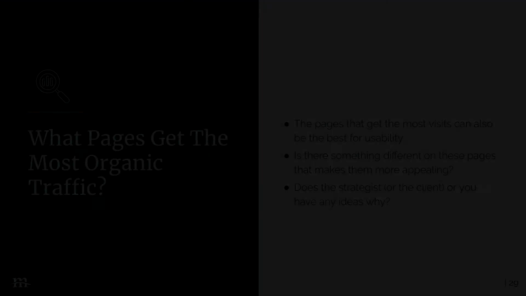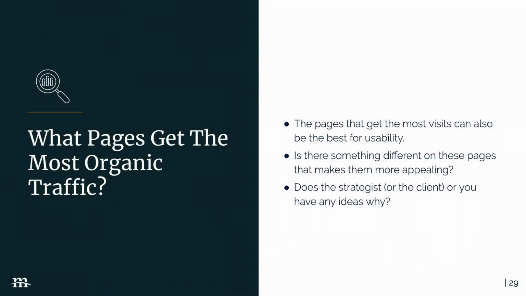Let's look at a few data questions we can ask. What pages get the most organic traffic? The pages that get the most organic traffic are oftentimes the best for usability. Is there something different on these pages than the other pages that makes them more appealing? Does the strategist or the client have any ideas to hypothesize why this might be happening?